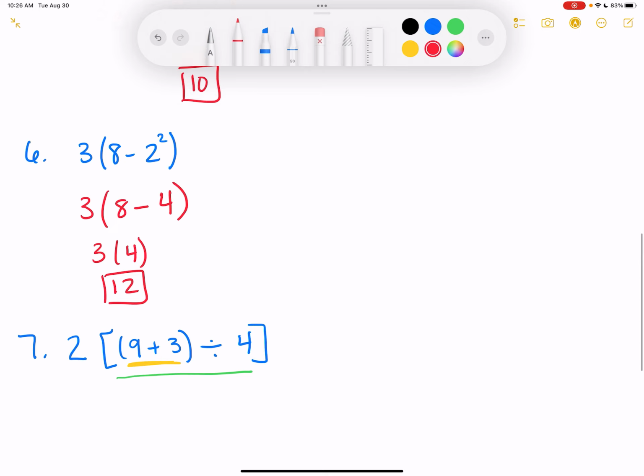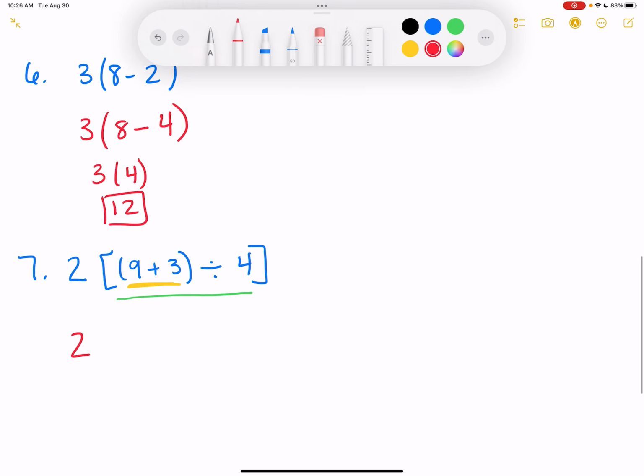So the 2 outside stays, and then in here, this is 9 plus 3, which is going to be 12. And then just copy down the divided by 4. I'm going to go ahead and complete what's inside here, the 12 divided by 4, which is going to be 3. So then I'm going to have 2 times 3.